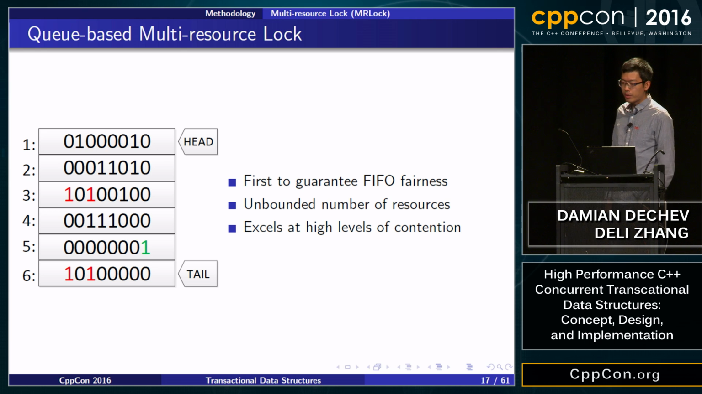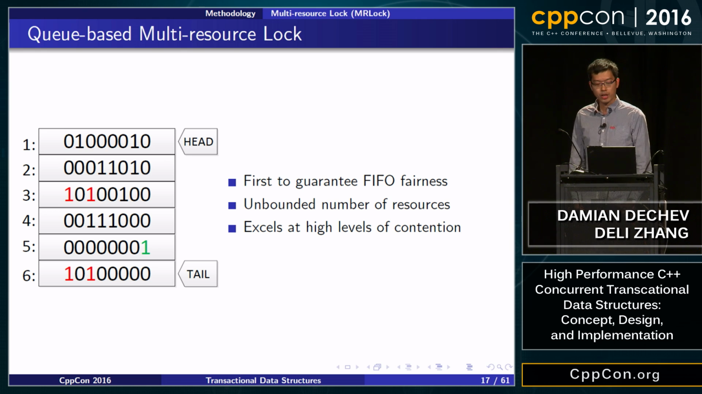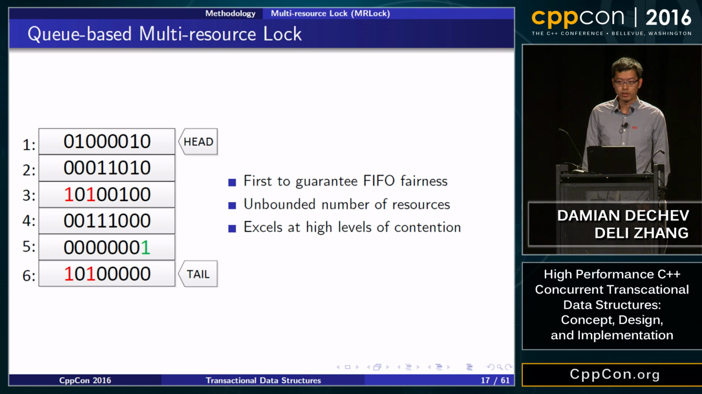This way, we can guarantee FIFO fairness among contenders, it can support an unbounded number of resources, and it can handle contention better. So how does MRLock work?